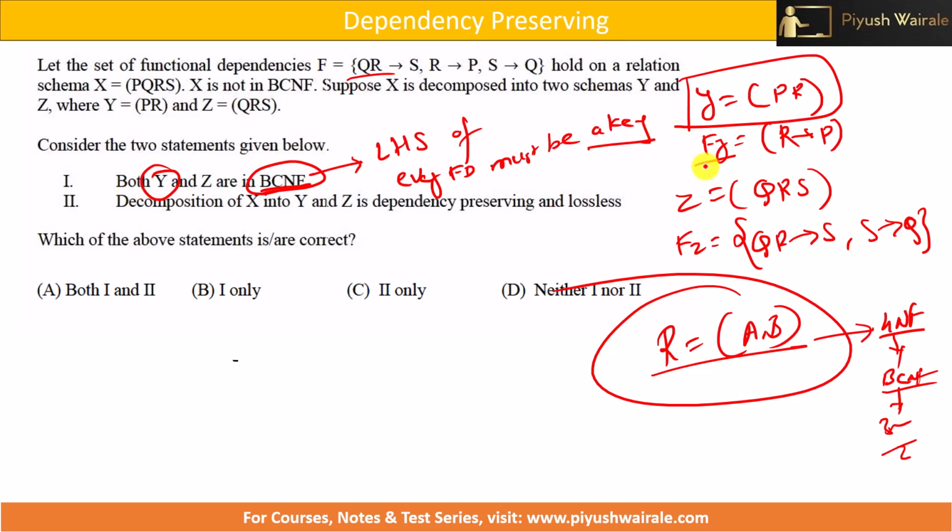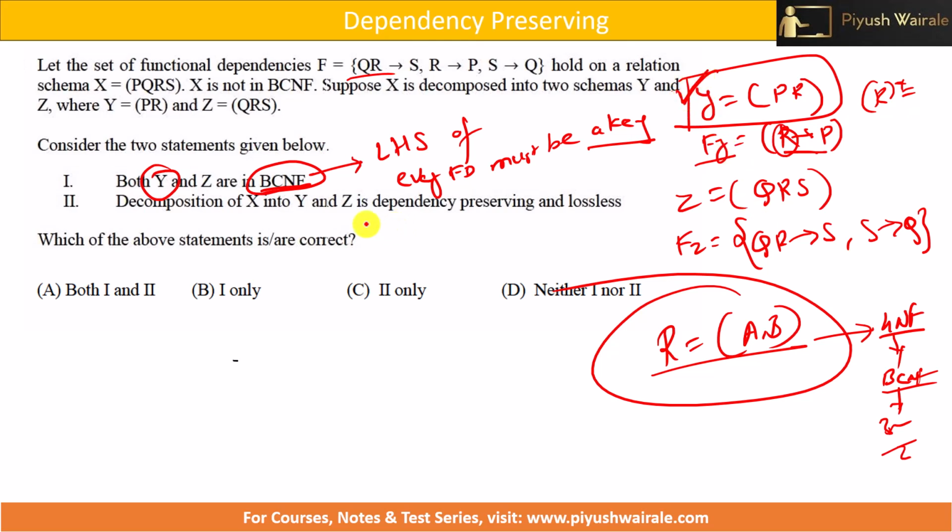Also, if you look at the FD here, we just have R determines P. Can P determine R here? No. So we just have this one FD only. And R is a candidate key of Y. If I take the closure of R, that will give me RP, that is basically Y. So R is a key, the left hand side is a key. So you can see Y is in BCNF here.